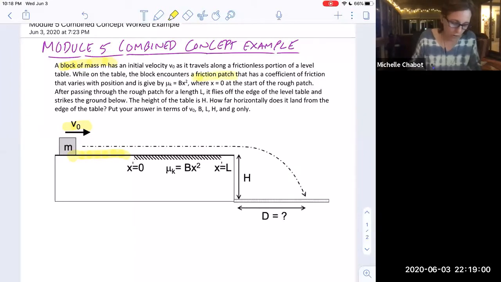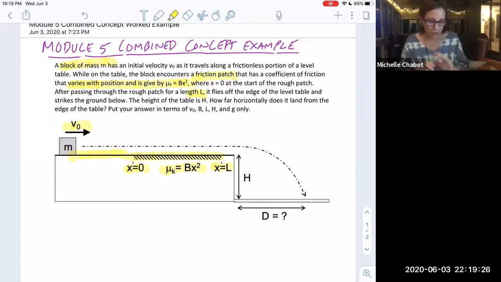And the coefficient of friction varies with position. Anytime we start seeing something that varies with position, we're going to start thinking about work, because that means we're probably going to have to integrate with respect to dx, not dt, and that means probably work. And x equals 0 at the start of the rough patch, and the rough patch is a length L.